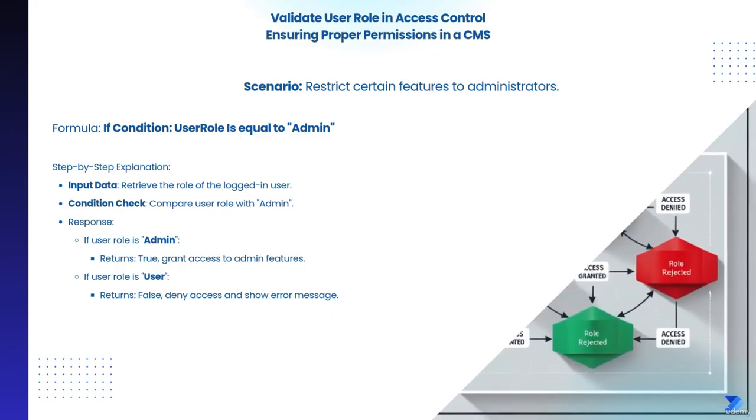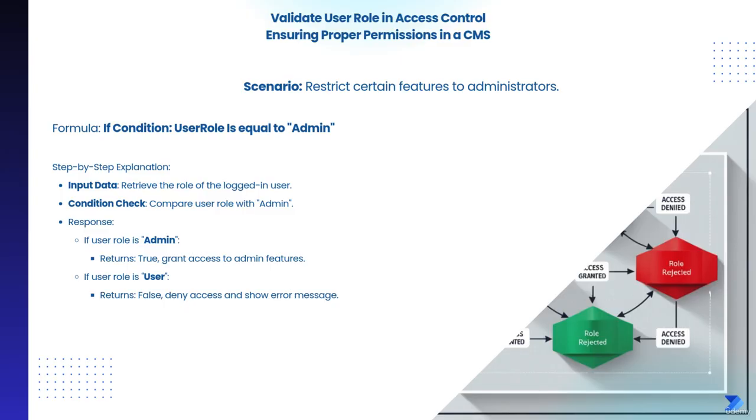In a content management system, you want to restrict certain features to administrators. The system needs to check if the logged-in user's role is equal to admin before granting access. Formula: plain text. If condition: user role is equal to admin. Step-by-step explanation. Input data. Retrieve the role of the logged-in user from the database.